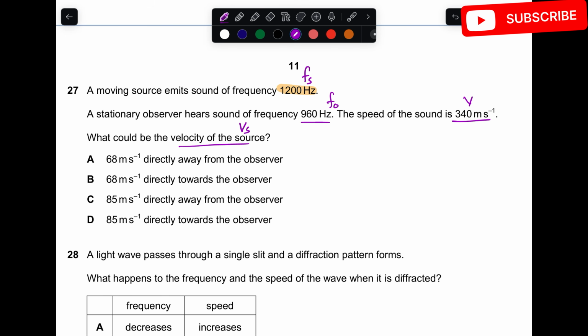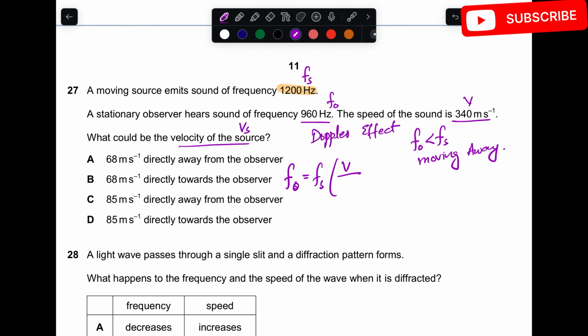So this is from the Doppler effect. If you see the observed frequency is less than the source frequency, it means they are moving away from each other. Okay, so the basic relation is f naught is equal to fs v divided by v plus minus vs. So if they are moving away, this thing will be added up. So we have to find vs.